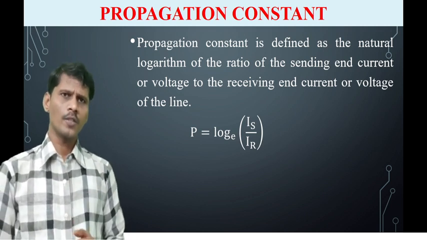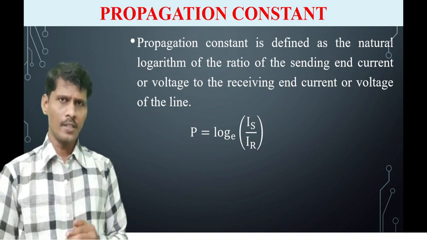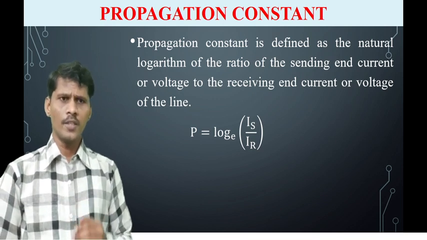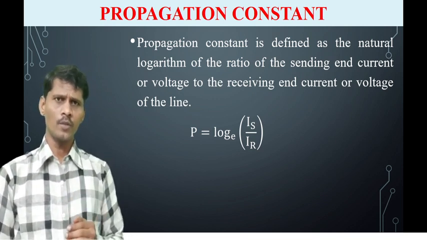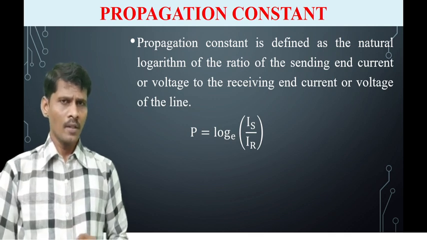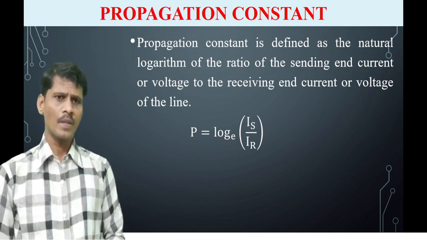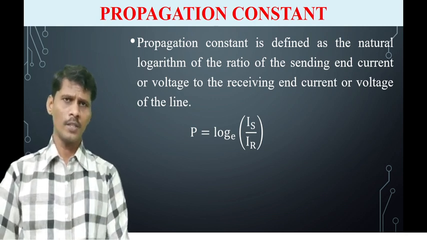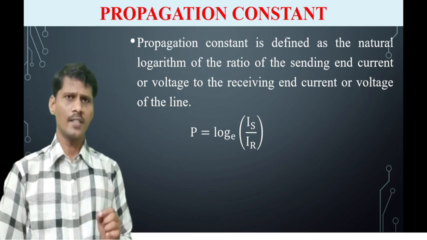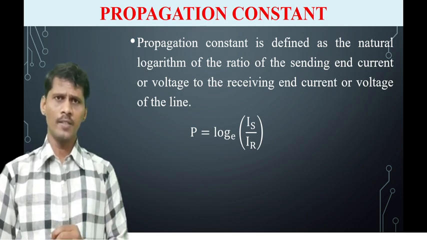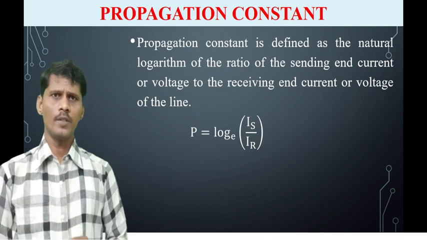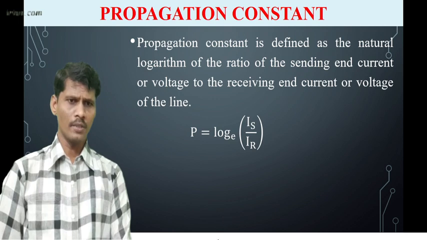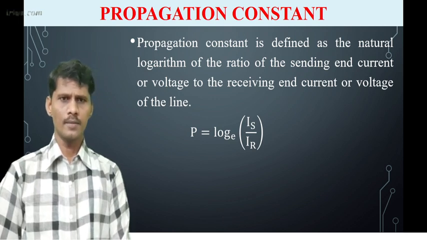The propagation constant is a complex quantity and it is defined as the natural logarithm of the ratio of the sending end voltage or current to the receiving end voltage or current. Mathematically, P is equal to logarithm of Is by IR or logarithm of Vs by VR. Is is the sending end current, IR is the receiving end current, Vs is the sending end voltage, VR is the receiving end voltage, or load end voltage.